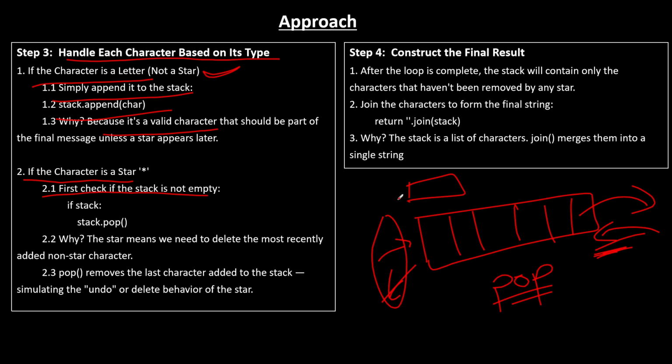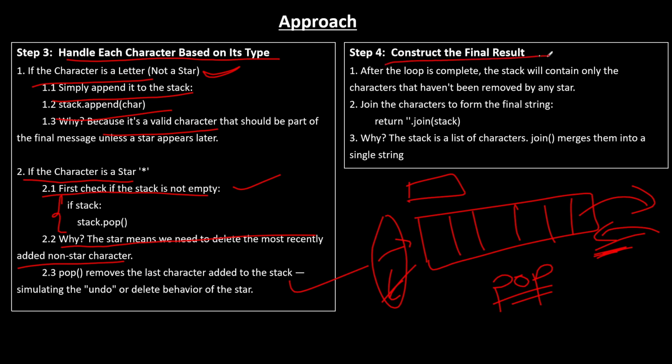But our question says that the number of stars and the number of characters will be equal. Basically, there won't be any invalid cases as such. Fine. So we will just check for safety; otherwise, it's not necessary. We will do pop, and this means we need to delete the most recently added non-star character, right? And pop removes the last character from the stack.